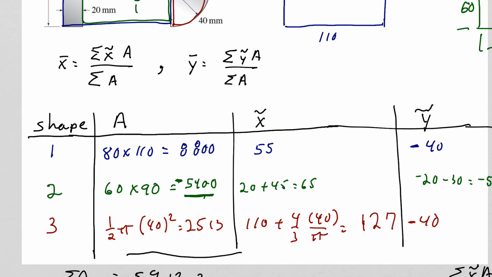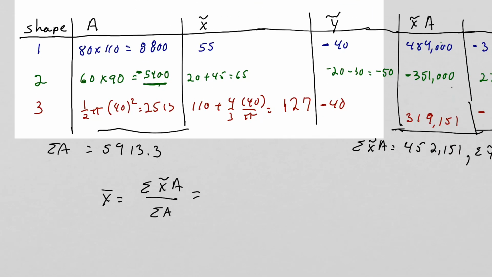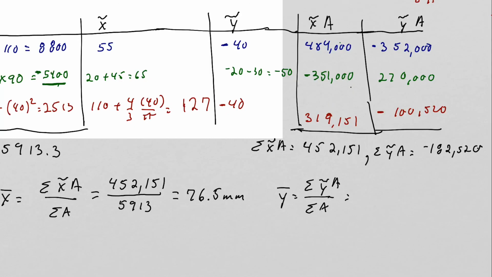We know our area, our total area. Now we know the sum of our x tilde a and our y tilde a, and we can find x bar and y bar. Okay, so here's our formula. Now we just plug in our values. We have this 452,151 divided by 5913, and that will equal 76.5 millimeters.